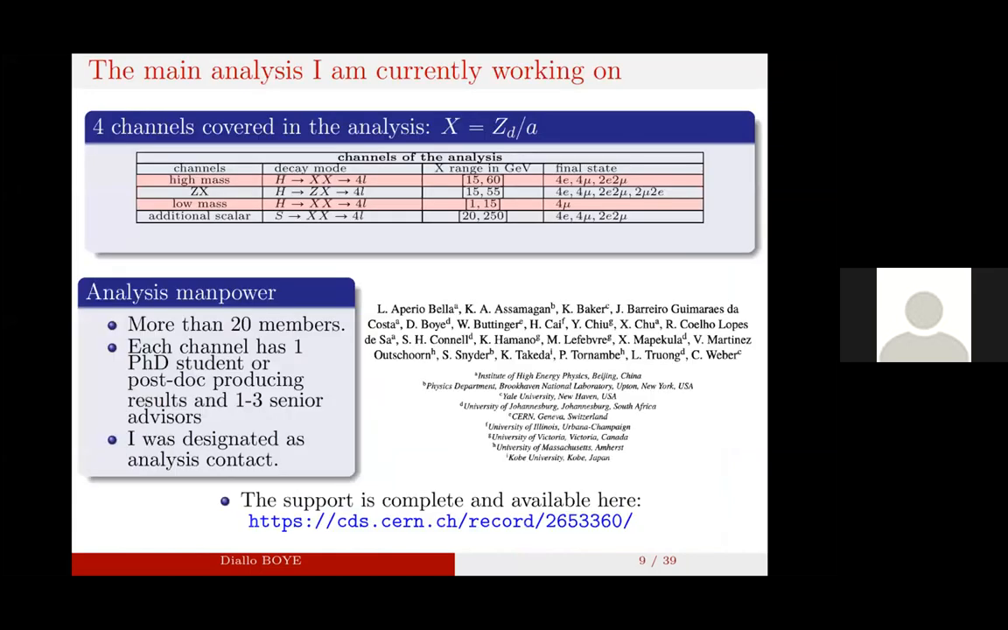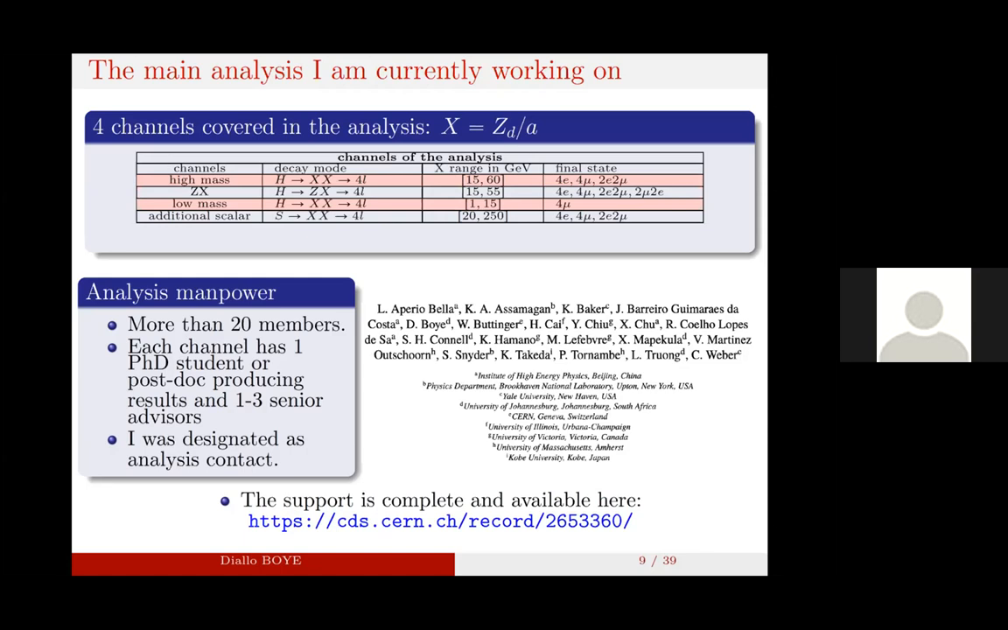What I am currently working on is mainly our analysis, which is quite a huge analysis, and it has four sub-analyses or channels. For instance, in this table, the first column shows the different channels we are considering in this analysis. The first one is the high mass channel, where we are looking for a Higgs decaying to XX to 4L. Here X is a Z-dark or A particle, and the range of X is between 15 and 60 GeV. The final states we are considering are four electrons, four muons, and two electrons plus two muons.